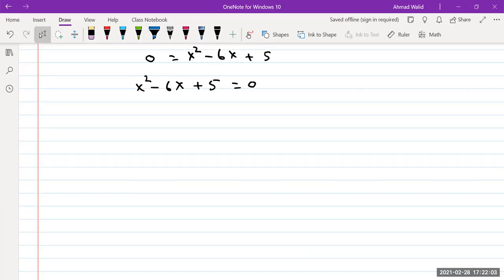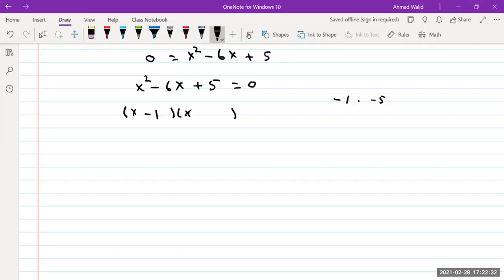Any method. Let's factor this, if it's possible. It's a trinomial. x and x, two numbers to multiply gives you positive 5, to add gives you negative 6. Of course, negative 1 and negative 5, right? Because if you multiply negative 1 with negative 5, and it's the only factor of 5, it gives you positive 5. And if you add these two, it gives you negative 6.